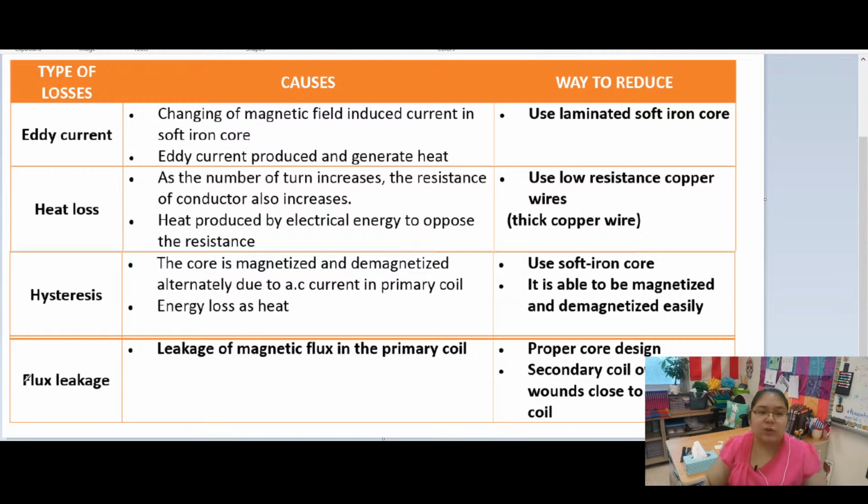Last one is flux leakage. How come flux leakage also loses energy? Because of leakage of the magnetic field from the primary. Because the primary starts first, when the flux wants to pass to the secondary, it will leak. So how to solve the problem? We properly design the coil again. The design means we put one of the coils at the center. Then the secondary coil overlaps and is close to the primary coil, meaning up and down. We join the coils to each other. So this one is the way to reduce the energy loss for the transformer.